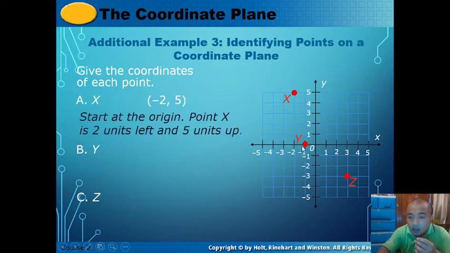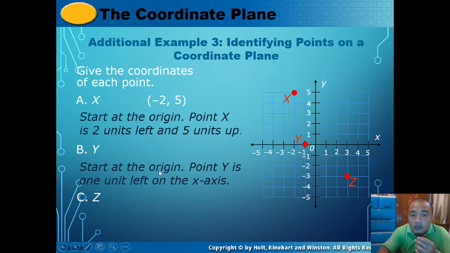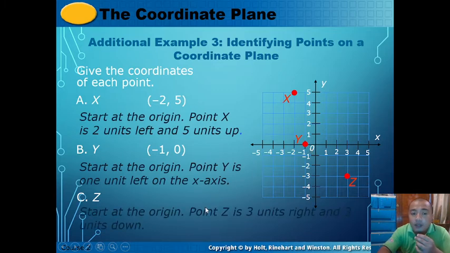Point Y. Start at the origin. Point Y is 1 unit to the left and on the x-axis. So that is negative 1, 0. Okay. X is negative 2, 5. Y is negative 1, 0. How about Z? Start at the origin. Point Z is 3 units to the right and 3 units down. 3, negative 3. Right? Easy, right?